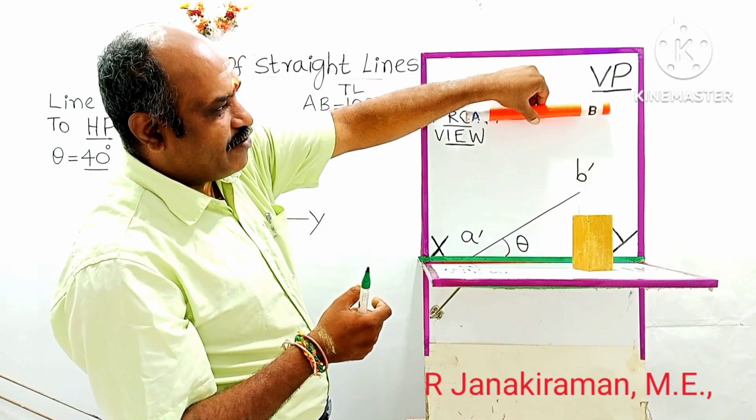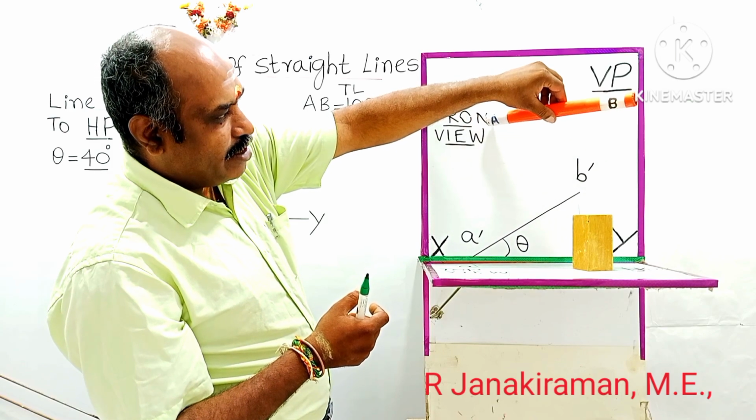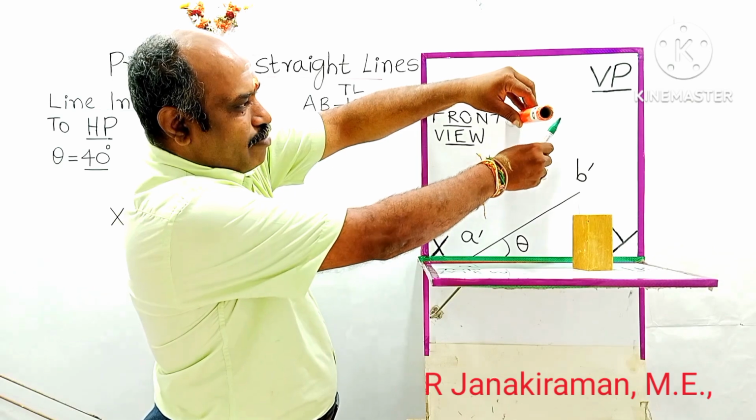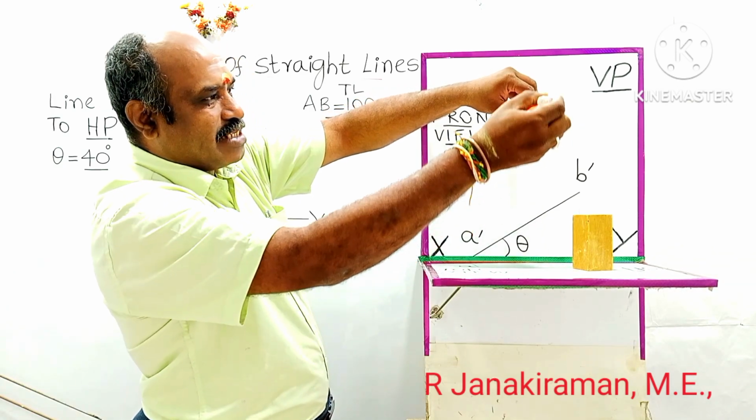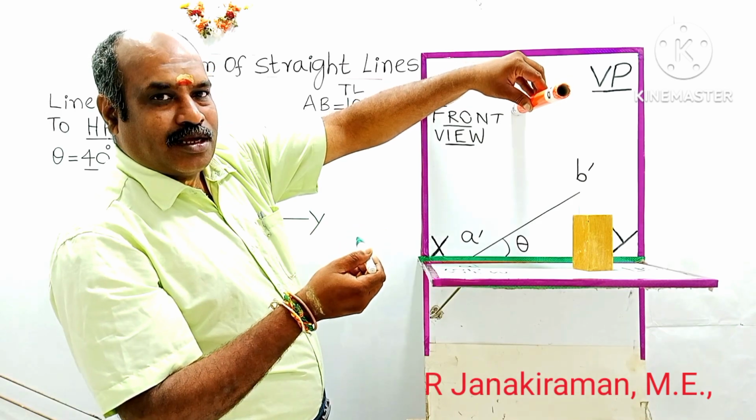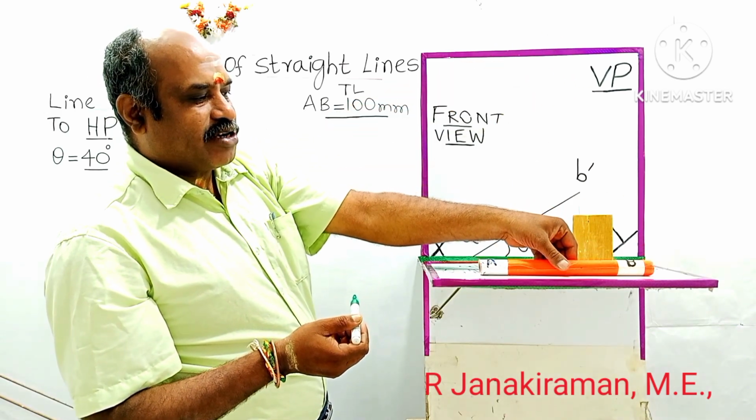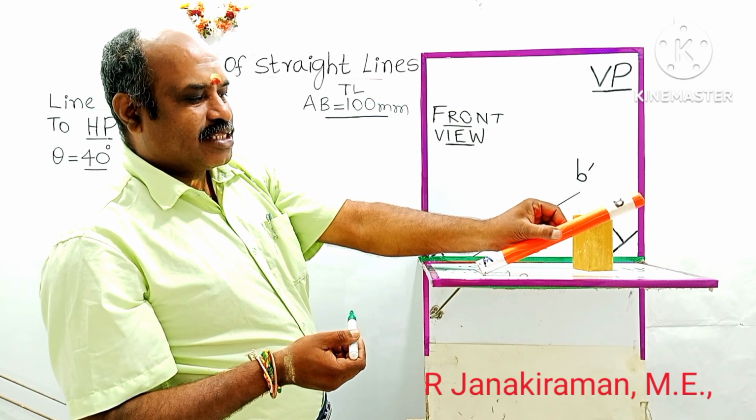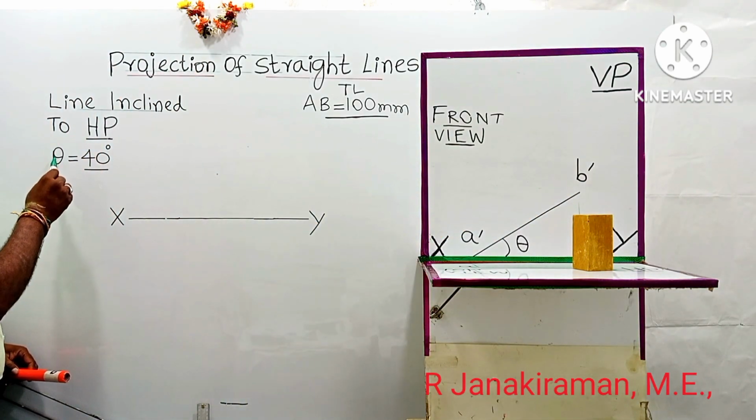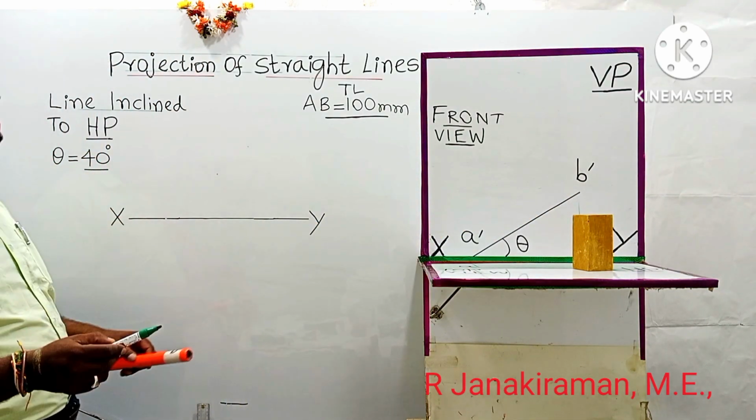This is lying on VP. 10, 20, 30 degrees. If you tilt the line like this, it makes 90 degrees with the vertical plane. This angle is 90 degrees. You can say the line is perpendicular to VP and parallel to HP. Okay. This is lying on HP. If you tilt, it makes 40 degrees. The theta is given as 40 degrees. Angle of inclination with HP is 40 degrees.